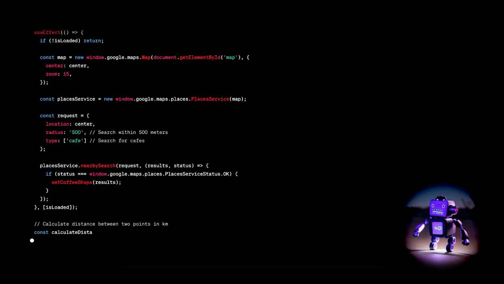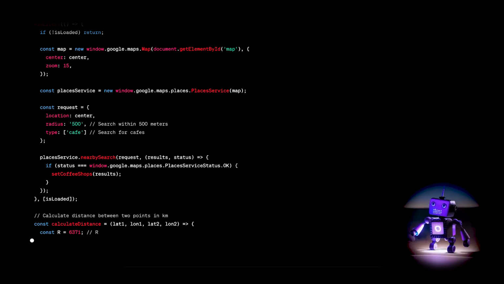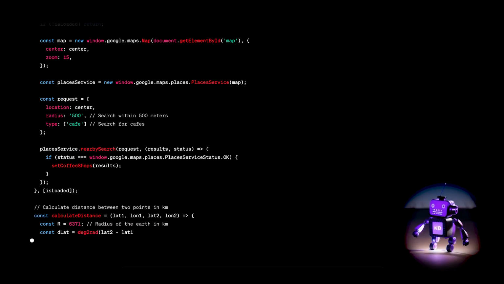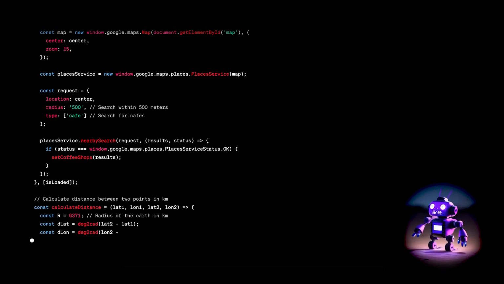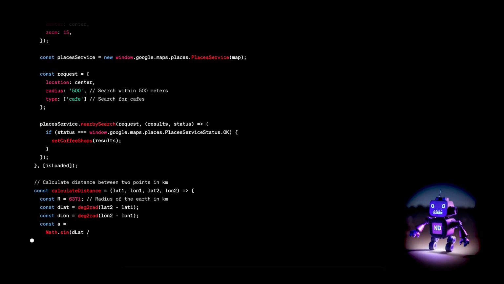An essential feature of the application is the ability to calculate the distance from the current location to each coffee shop. This calculation is done through a straightforward geometric formula that considers the Earth's curvature, providing an approximate distance in kilometers.